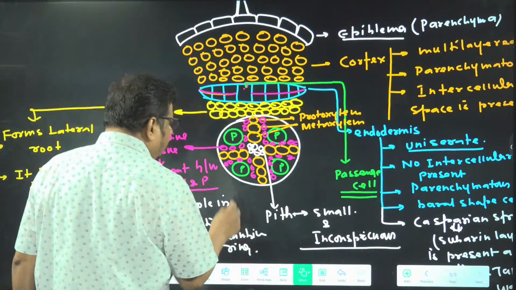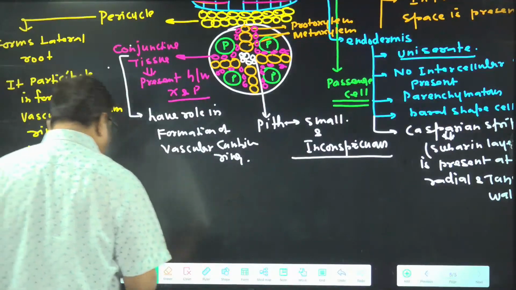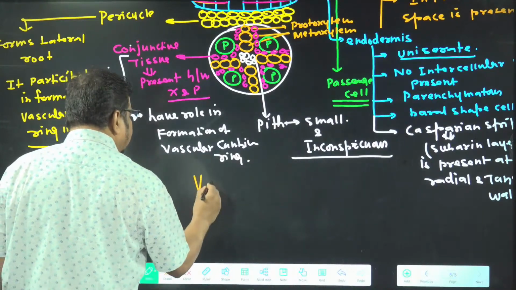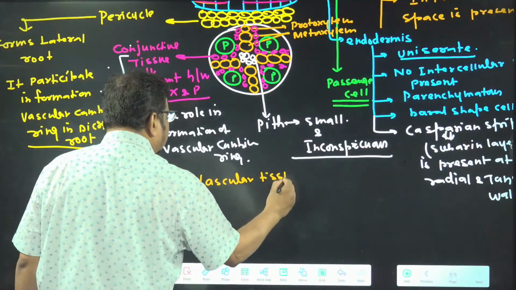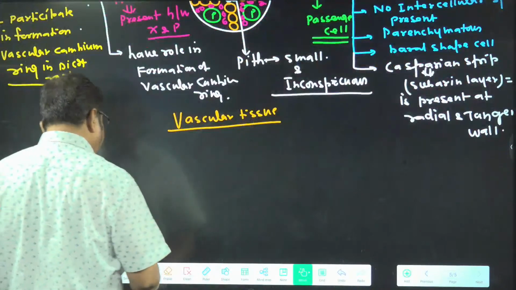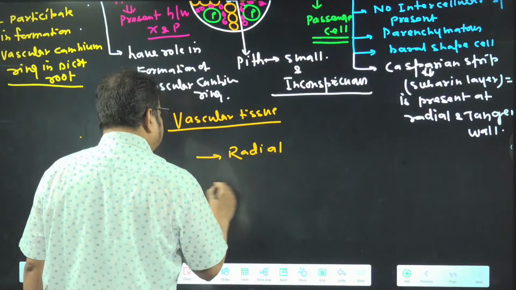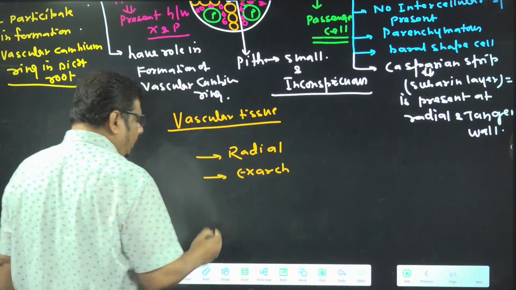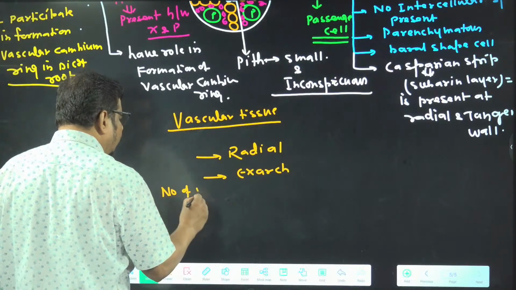So now about vascular tissue I am writing. Pith I already wrote: pith is small and inconspicuous. About vascular tissue in dicot root, what characters are you finding? Vascular tissue is radial. Arrangement is exarch. Getting the idea? Another thing, vascular bundle: the number of vascular bundles.